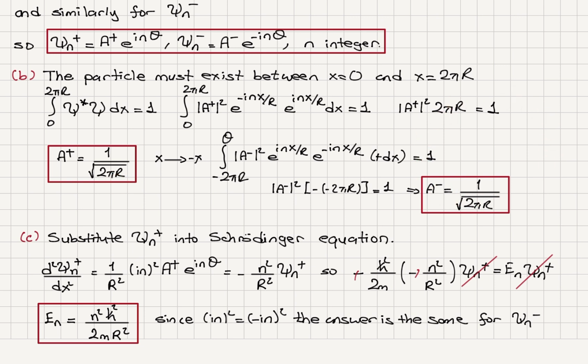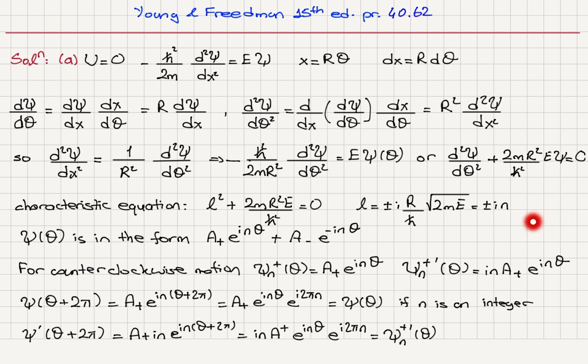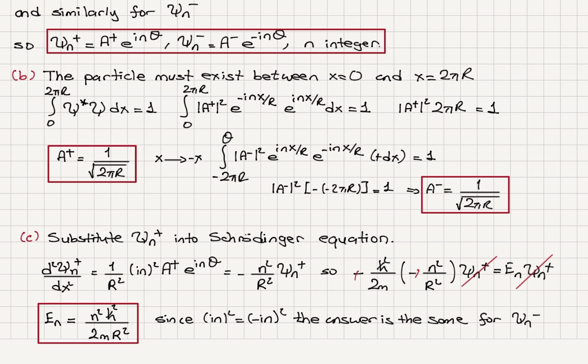So if we substitute these solutions into Schrödinger's equation, we obtain the energy levels. Also, if you go back here, we had n defined as R over h bar squared 2mE, so we already know the energy levels here. But if you do it explicitly by substituting the solutions, we also recover the energy levels given as n square h bar squared divided by 2m capital R square. And because in the second derivatives you obtain (I n) square or minus (I n) square, the answers are identical for the two different types of wave function solutions.